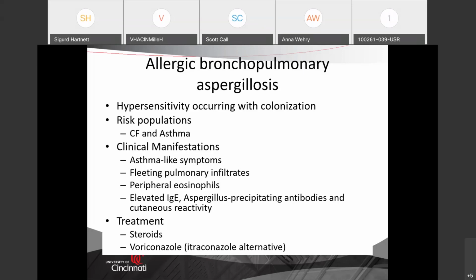The mainstay of therapy for ABPA is steroids. You also need to use an azole, particularly voriconazole.